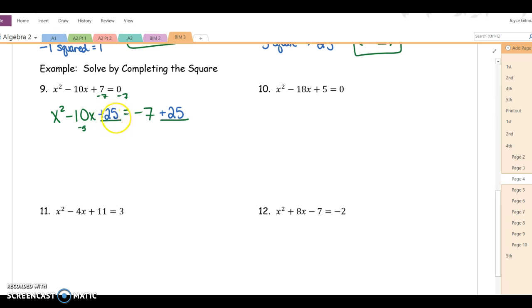Now that we've added 25, we've completed the square. The left side can now be factored into x minus 5 squared. On the right side, negative 7 plus 25 is 18. Do you know how to solve that equation? Yes, we can square root both sides. So see, everybody's safe. Nobody has to die.